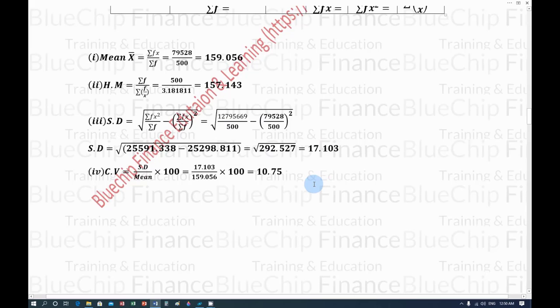And your fourth requirement is to calculate the coefficient of variation, which is equal to standard deviation divided by mean multiplied by 100. So the standard deviation is 17.103, your mean is 159.056, multiplied by 100, and your coefficient of variation will be 10.75.